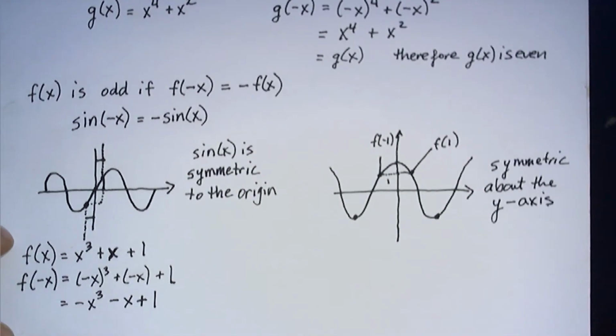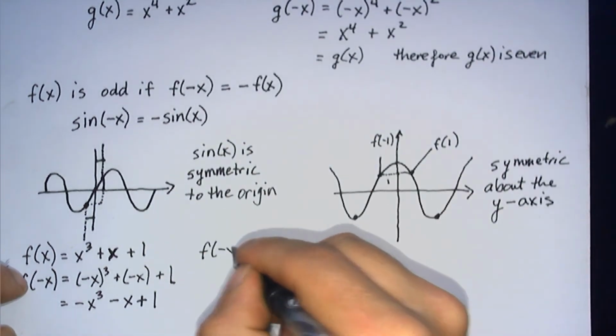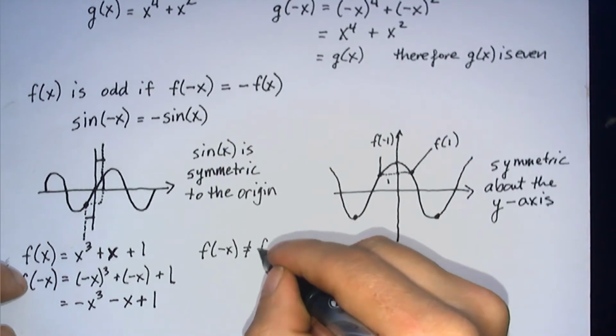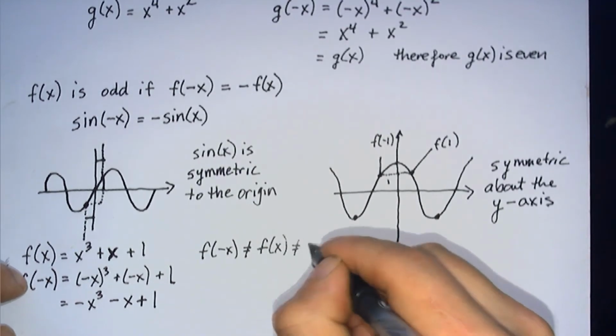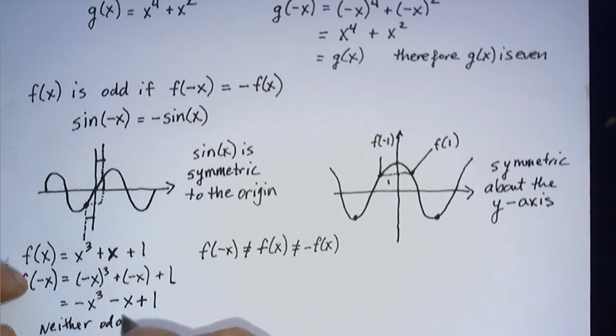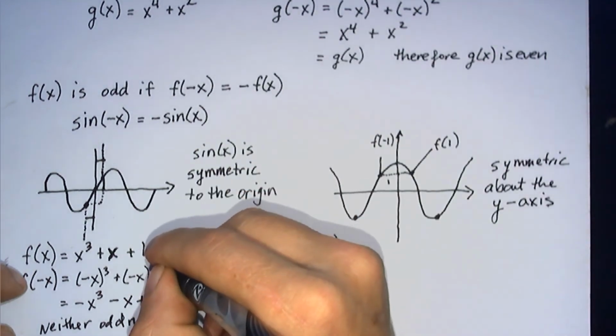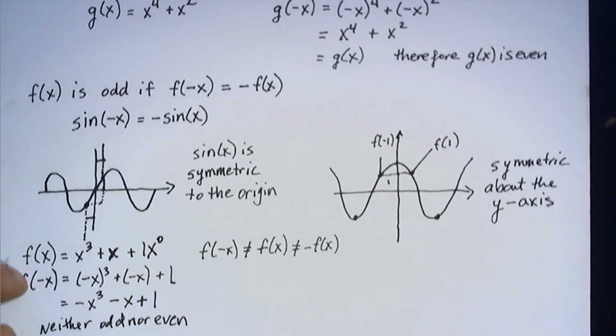Therefore, f of x does not equal f of negative x, and it does not equal negative f of x. So we say that this is neither odd nor even. And the reason why is because if you really put this in exponential format, it's 1x to the 0, and 0's even, so you have 2 odd powers and 1 even power.